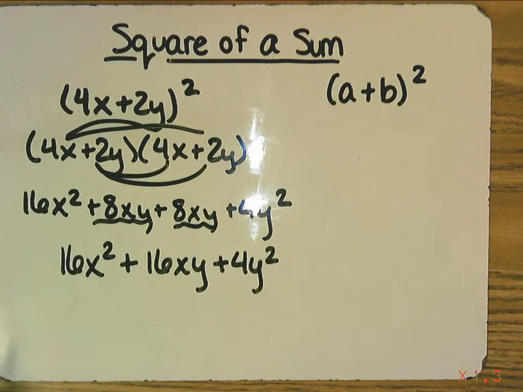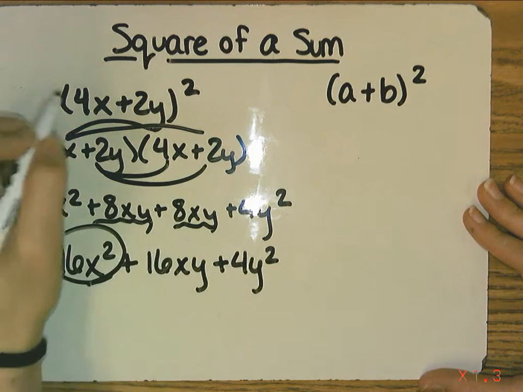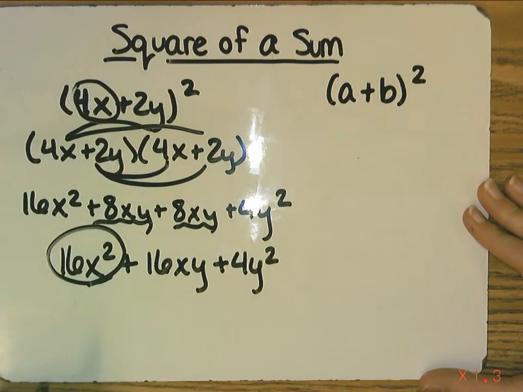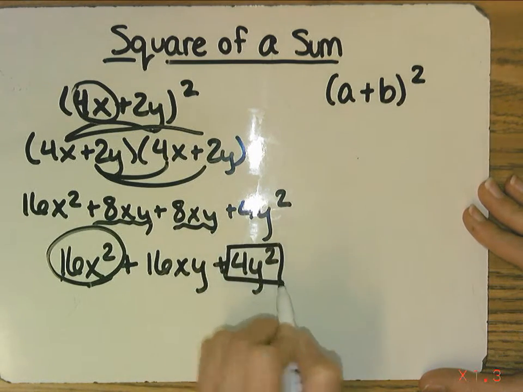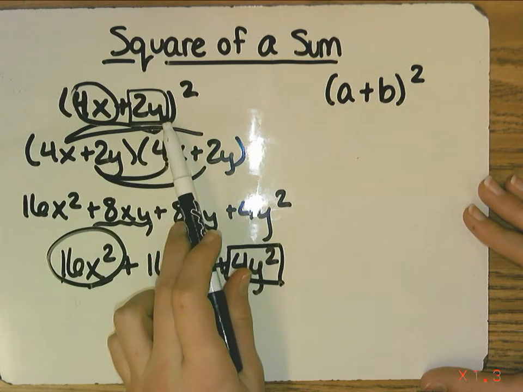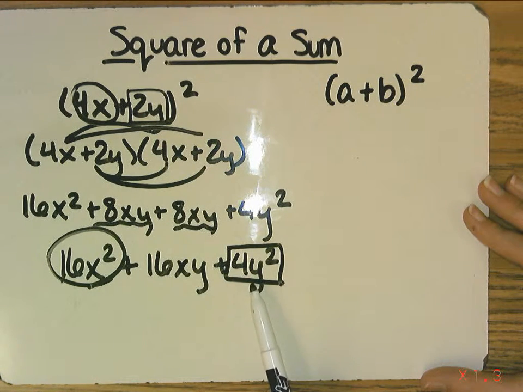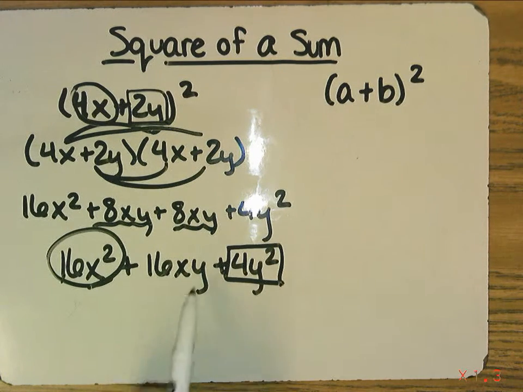It's important to recognize that this first term is the same as the square of the first term here. (4x) squared is 16x squared. Similarly, the last term here is the same as this term squared. (2y) squared is the same as 4y squared. Okay? So, all that's left is this funky piece in the middle.